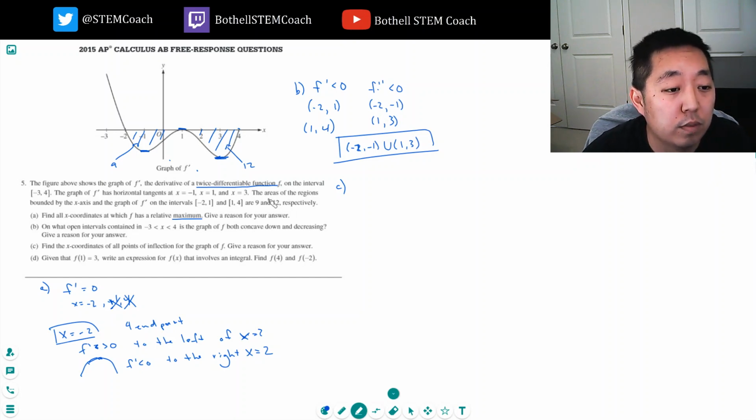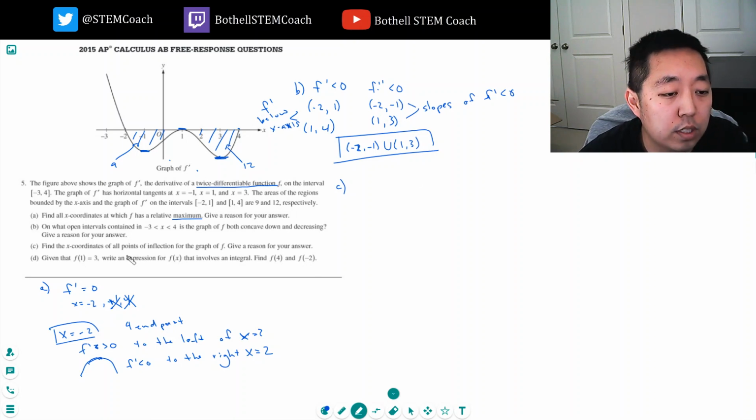I think this is good enough reasoning, because here the slopes of f prime are less than 0, and here f prime is below the x-axis.